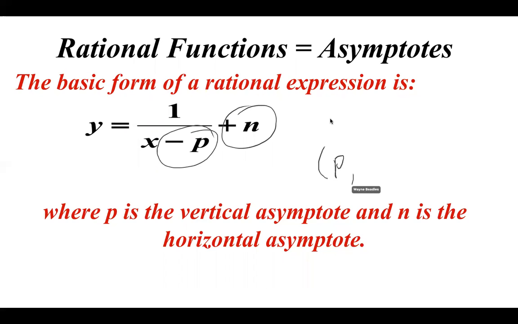So P, N, it's always opposite if it's underneath a fraction, kind of like if it's in parentheses, it's opposite. So P, N is where we would write an invisible axis. The P is the vertical asymptote. The N is the horizontal asymptote. If it's in this form, a lot of times it's not. So just FYI.